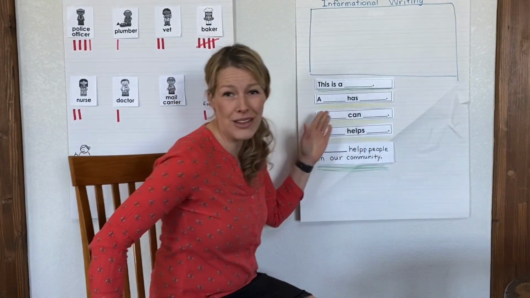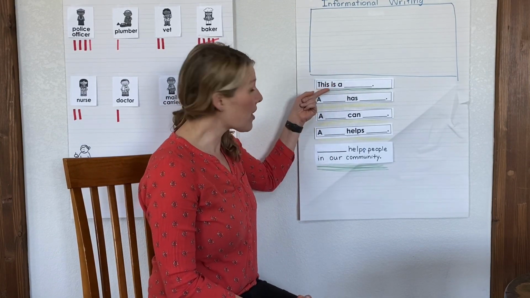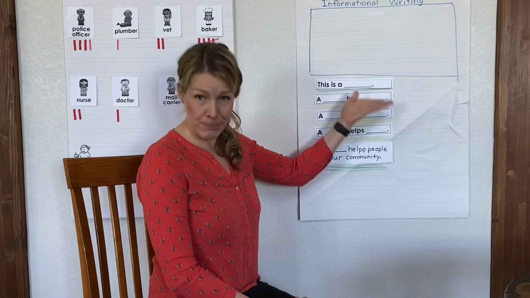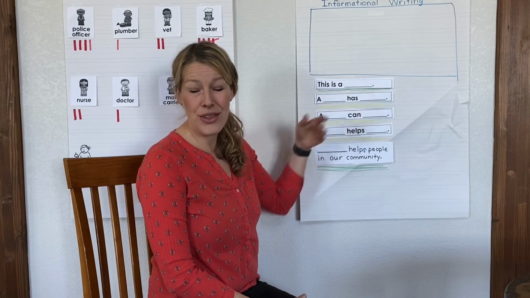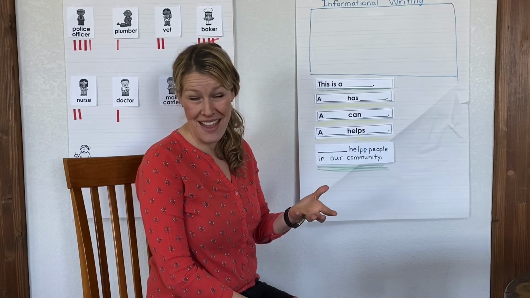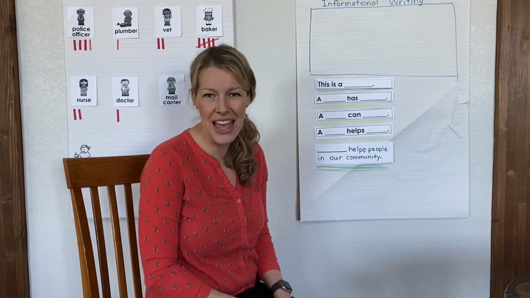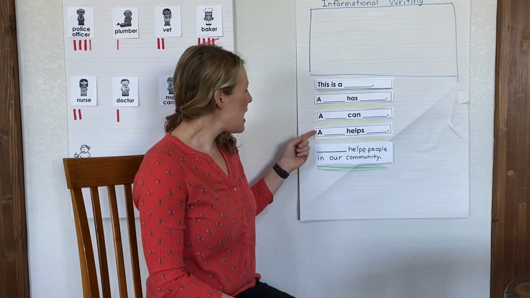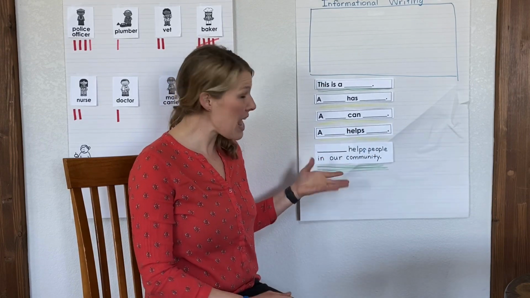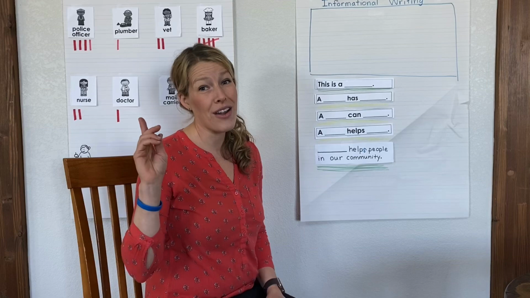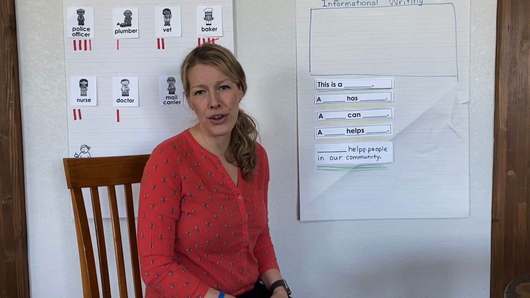I'm just going to flip around and remind you that you're putting together an informational piece. We're starting with a green. This is to a yellow. A blank has blank. So that's where you put in your community helper and what they have to do their job. A blank can blank. What does that community helper do? A blank helps blank. Who do they help? And then in the end, we wrap it all up with our conclusion, going back to green. Blank helps people in our community.